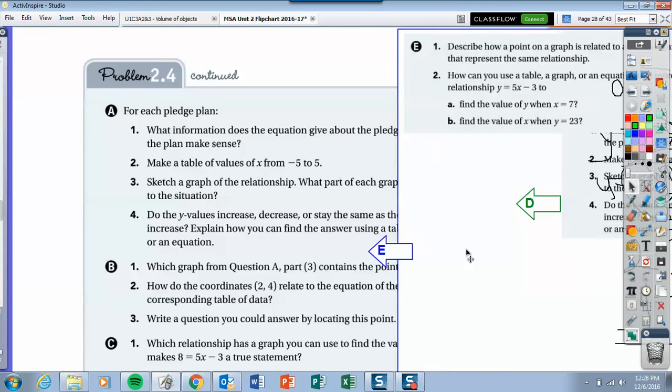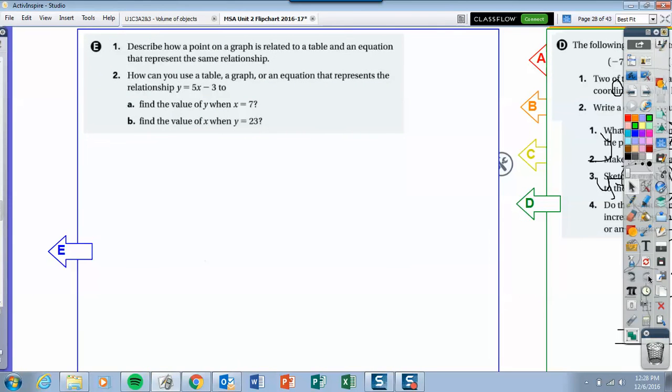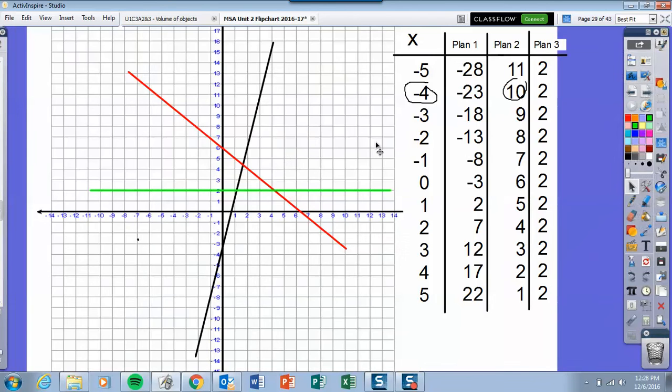Describe how a point in the graph is related to a table and an equation that represents the same relationship. Well, between a table and a graph, this gives me the coordinate points. So if I look at -1, -8 for plan 1, that is the coordinate point. I should see that over here on my graph. So x equals -1, y should equal -8. Perfect, and that would work for any of these 3 plans.